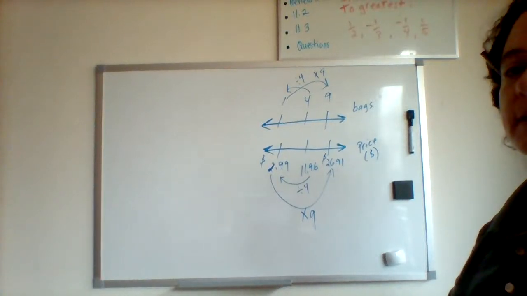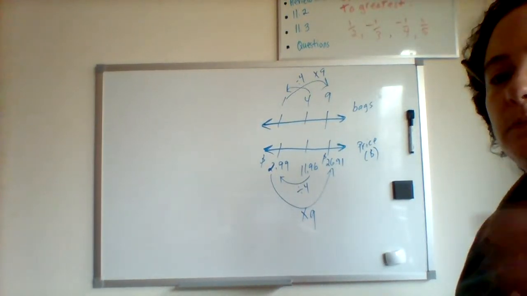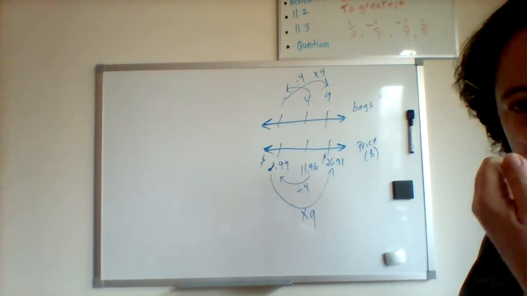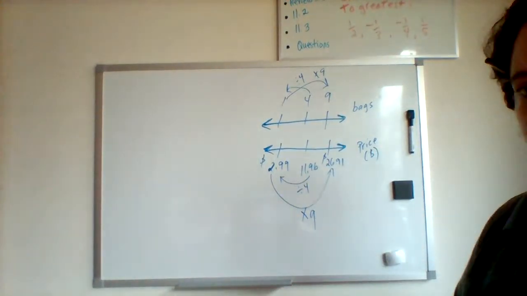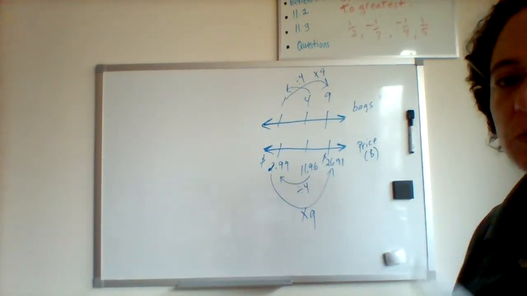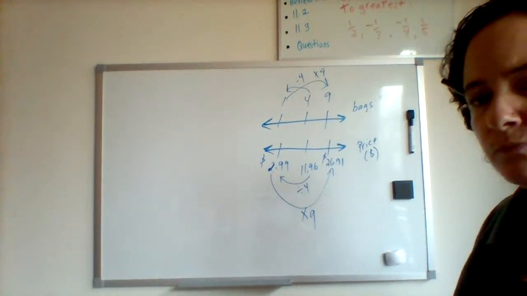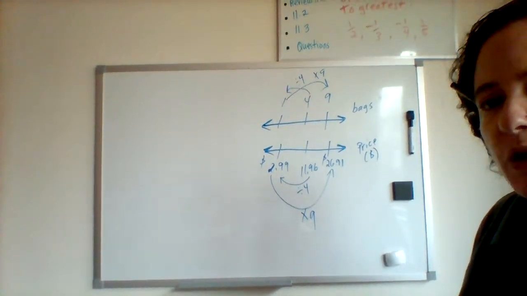Careful, Lewis, $26.91. Maybe that's just a typo. Your $2.99 times 9. There you go. Good job, Lero. You guys are doing good.